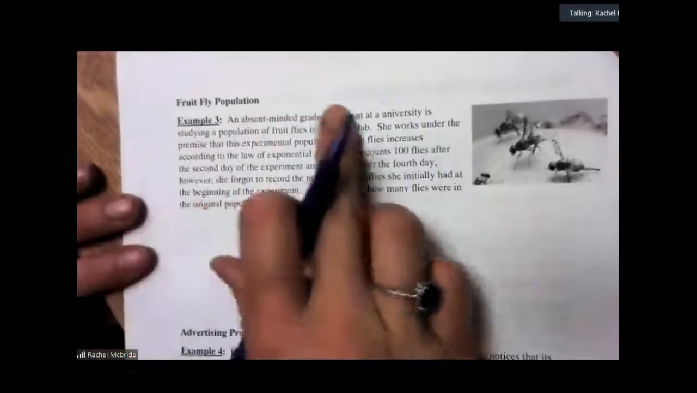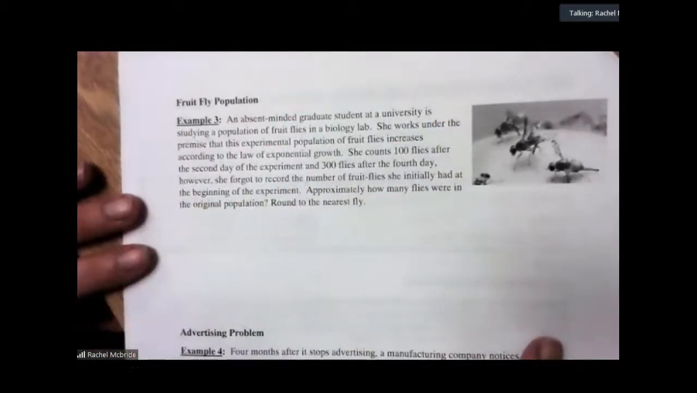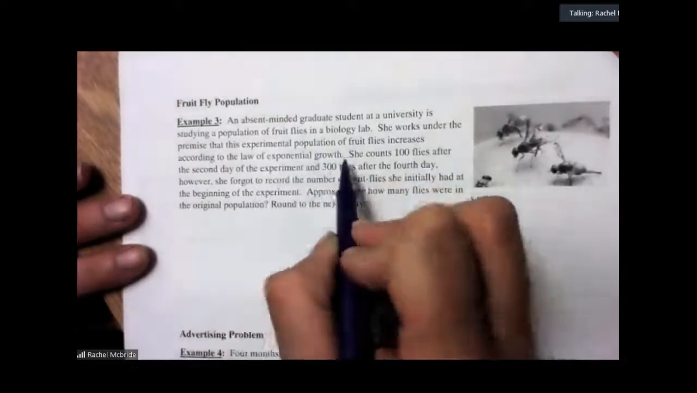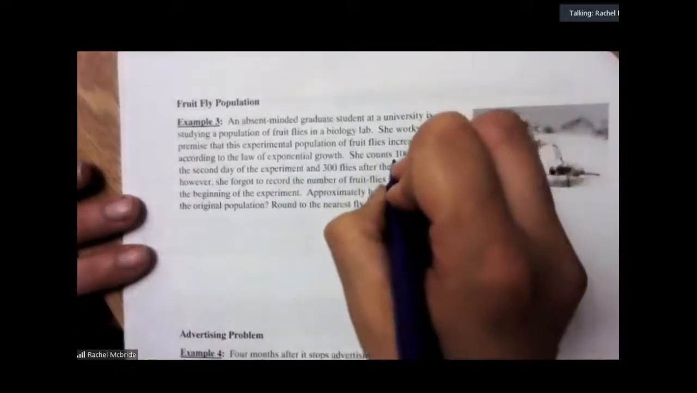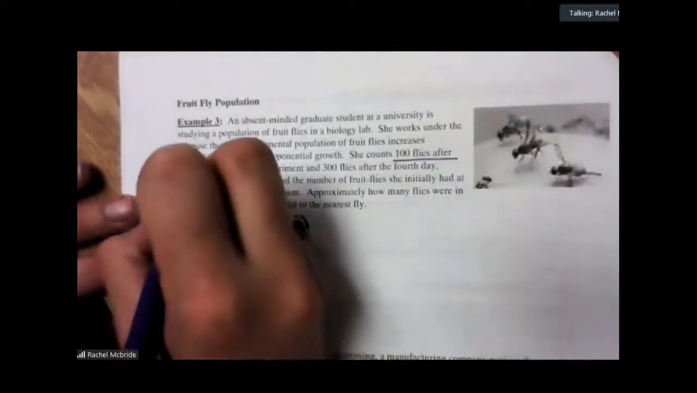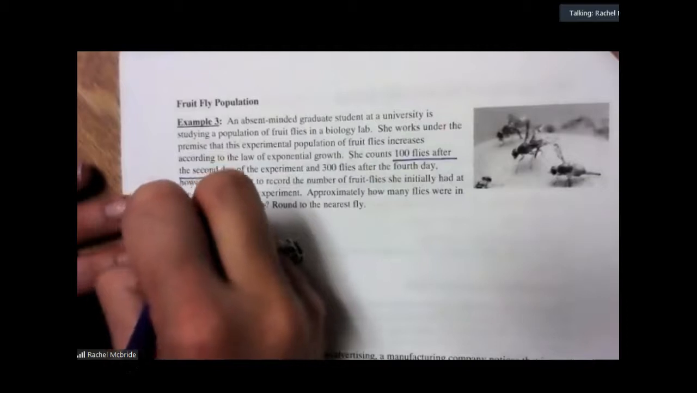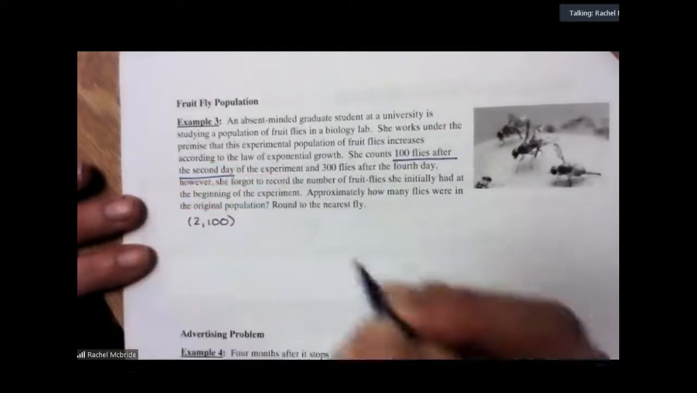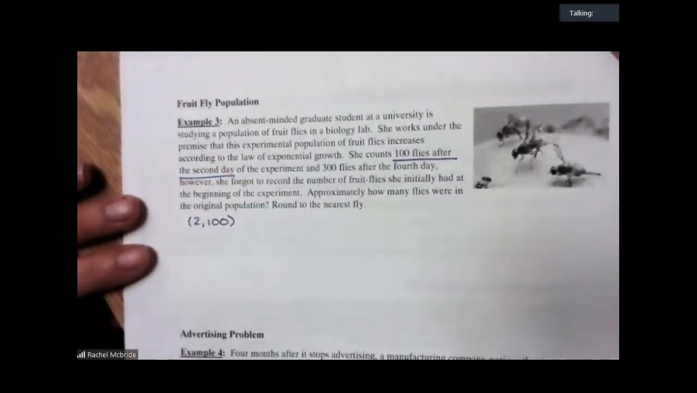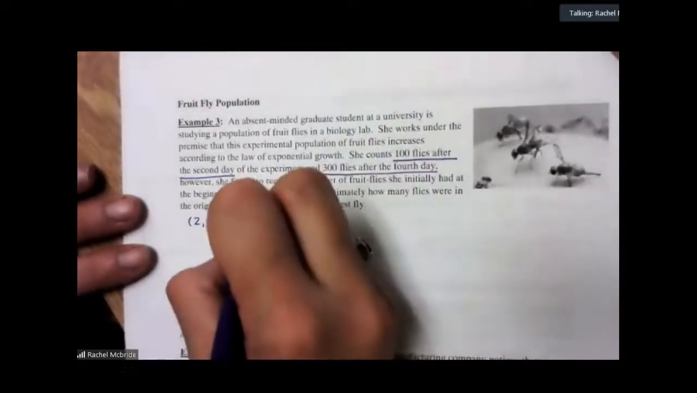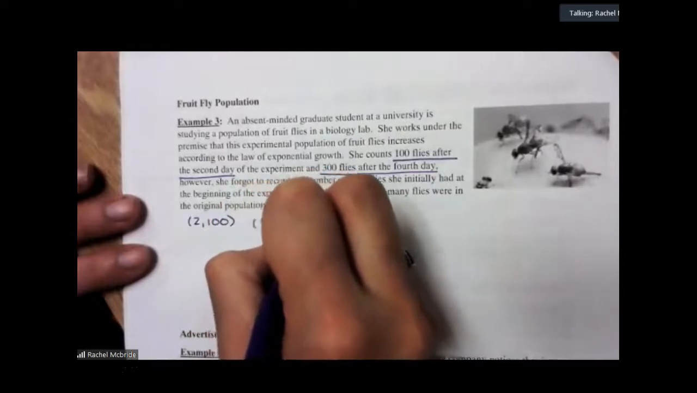So it says an absent-minded graduate student is studying the population of fruit flies in a lab. She works under the premise that fruit flies increase according to an exponential law of growth. She counts 100 flies after the second day. So that's kind of like 2, 100. And 300 flies after the fourth day. So that's 4, 300.